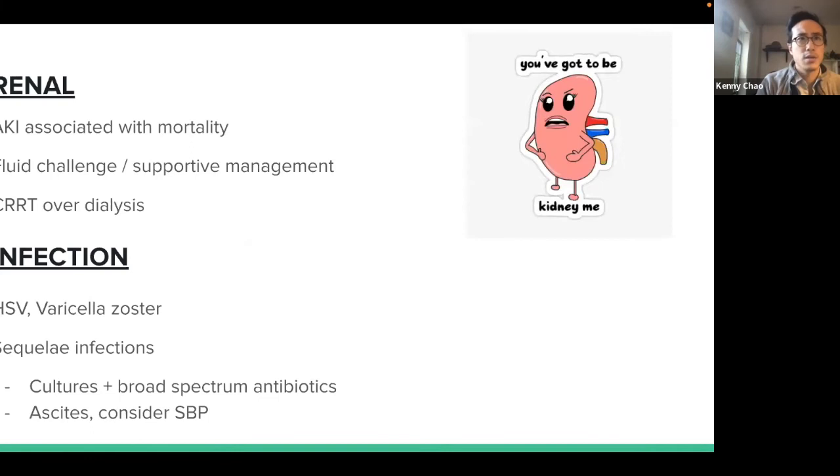kg. Renal wise, AKI is associated with mortality, and it's actually found in about half the patients that come in with pediatric acute liver failure. Again, you want to try a fluid challenge. This could be a hypovolemia picture.